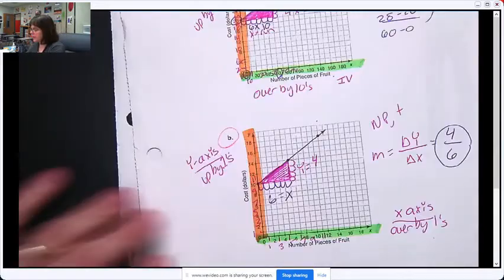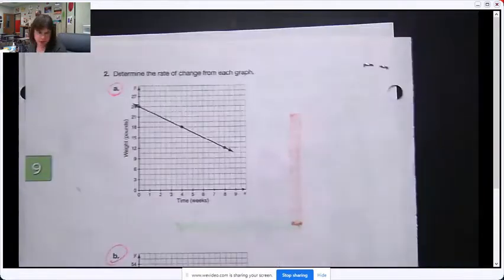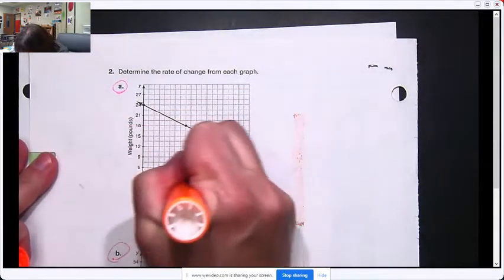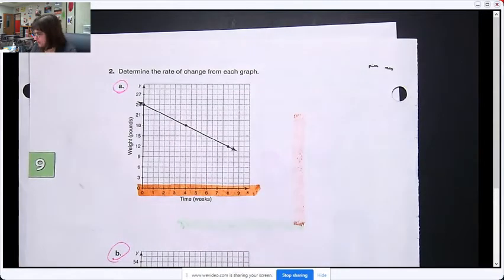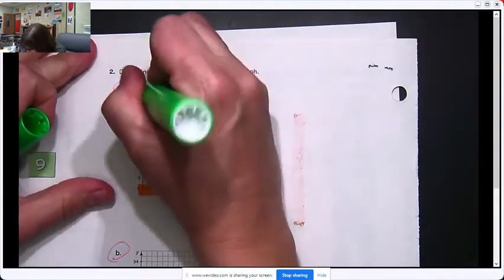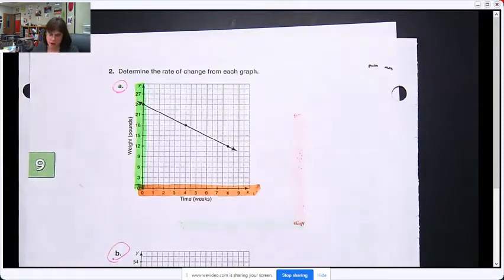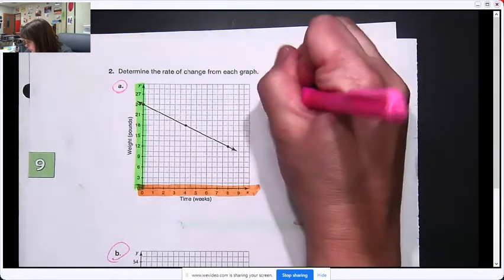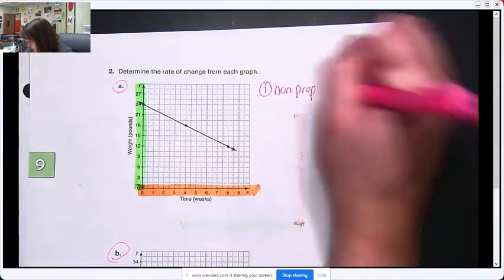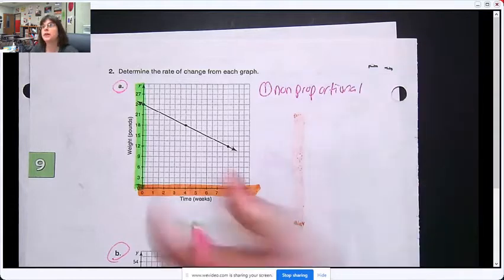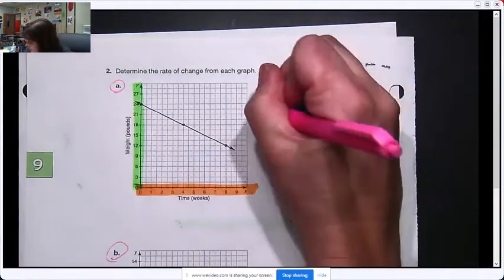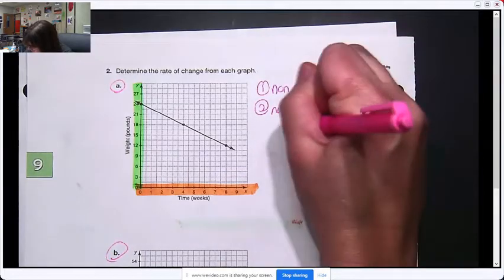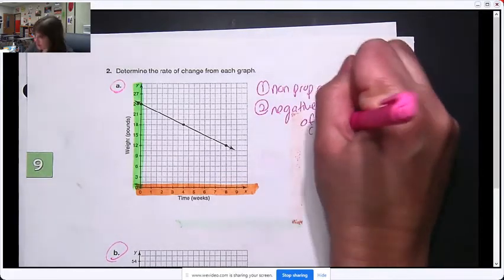Okay, so if you flip it over, same idea. I'm going to highlight my orange. I'm going to highlight my y-axis. Then I need to figure out what we know about it. Okay, so first of all, it's non-proportional. And this time I can see the line is going down. So this is going to be a negative rate of change. Negative rate of change.